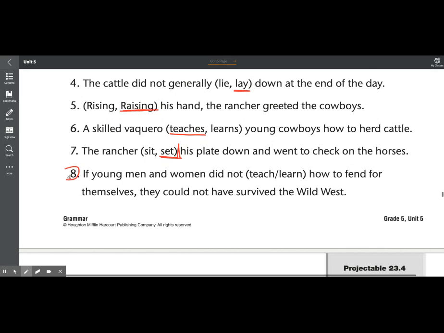Number 8, and the last one. If young men and women did not teach how to fend for themselves, or did not learn how to fend for themselves, they could not have survived the Wild West. Learn. Learn is the verb that we want in the last sentence. All right?